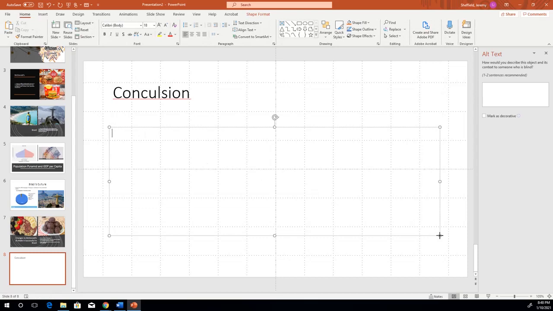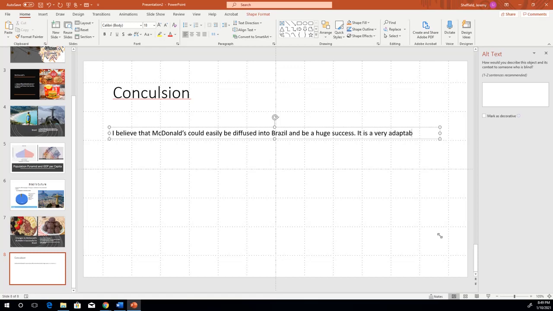So, I believe that McDonald's could easily be diffused into Brazil. Be a huge success. It is a very adaptable brand, right? Everybody knows what McDonald's is, right? It's a very adaptable brand. There are enough people who make enough money to order food and eat at McDonald's in Brazil, right? That's with the population pyramid. There's enough people there and they make enough money that they could eat at McDonald's.